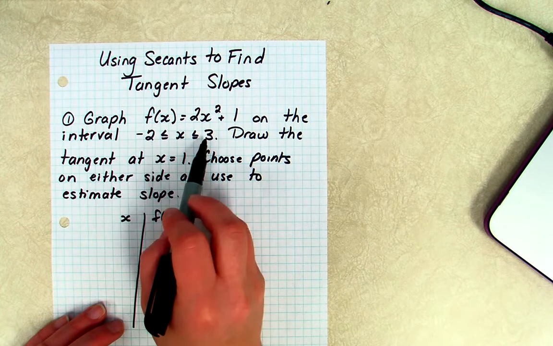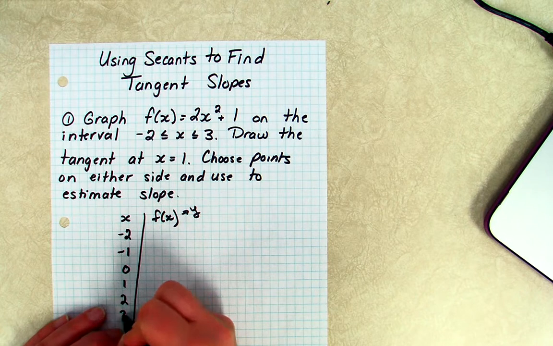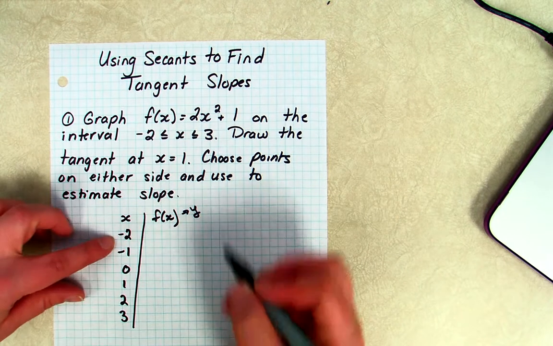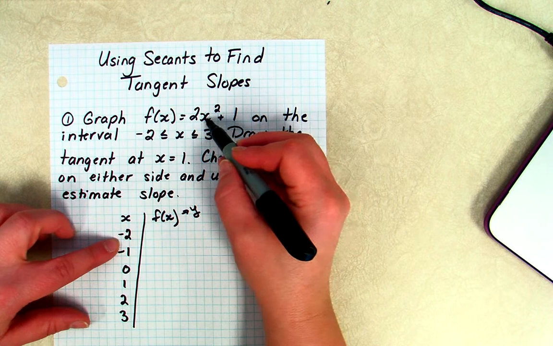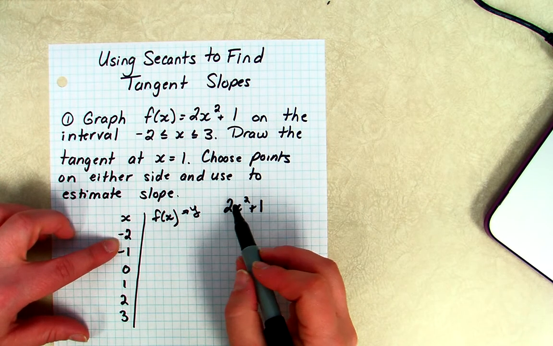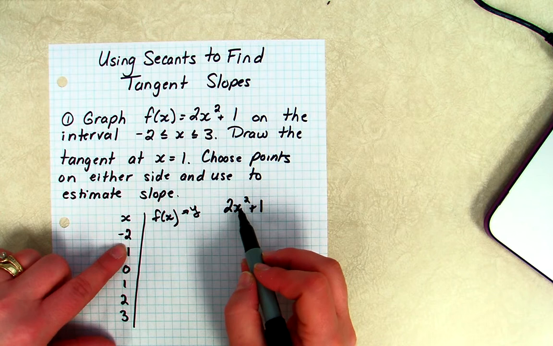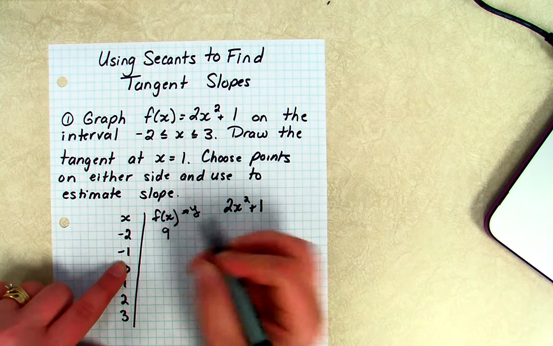In between -2 and 3, I'm just going to start at -2 and go up to 3. And now I'm going to put each of these points into the formula. So 2x squared plus 1. Of course, BEDMAS means exponents come first. So -2 squared is 4, times 2 is 8, plus 1 is 9.